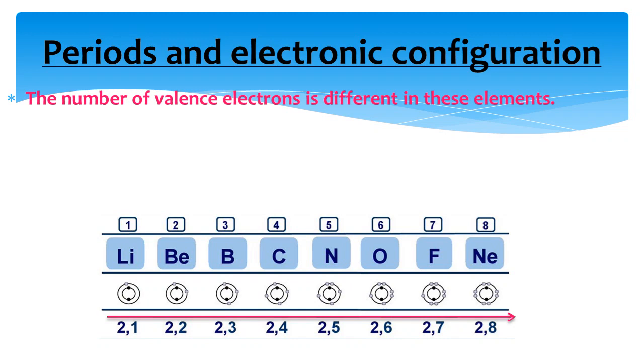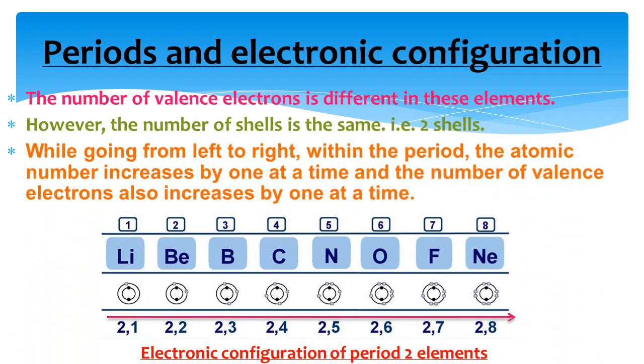In lithium it is 1, and as we move from left to right the electrons increase from 1 to 8. Neon contains 8 electrons in its outermost shell, and lithium contains only 1. That means the number of electrons increases while moving from left to right. You will also find that while going from left to right within the period, the atomic number increases by 1 at a time, and the number of valence electrons also increases by 1 at a time.